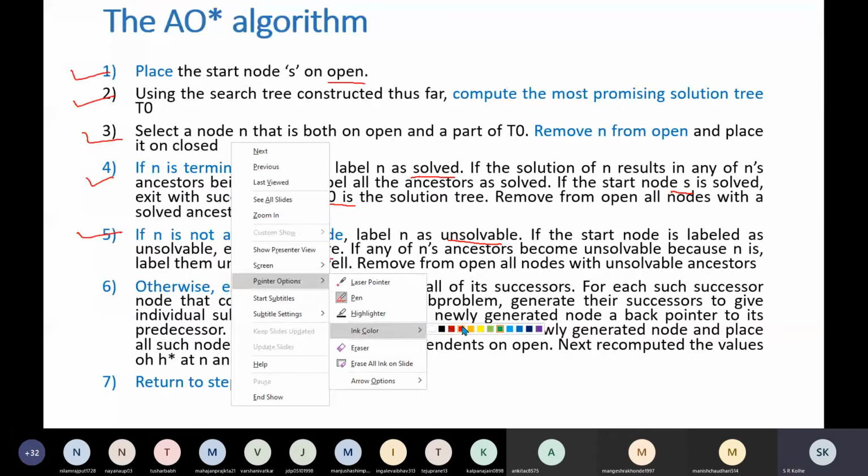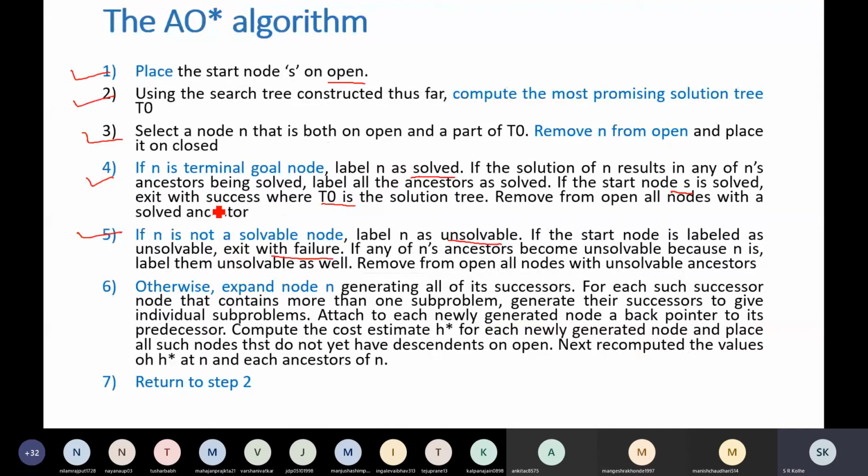There is a third possibility. What is that third possibility? N is not a terminal goal node. It is not a solvable node. So what is the third possibility? You have to explore that node. That is the intermediate node through the solution path. So otherwise expand this N. As usual, that's what we have done in other algorithms also, but there is a little difference that cost calculations you have to perform by considering AND and OR type of nodes.